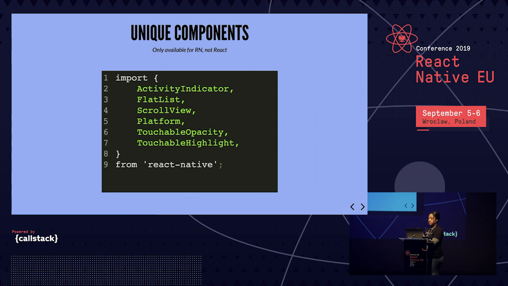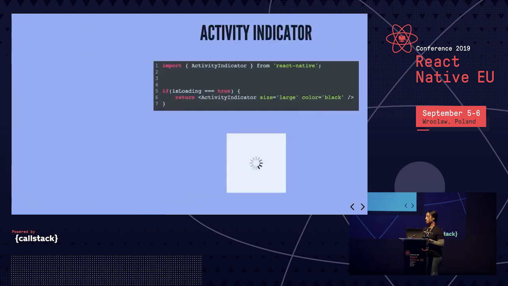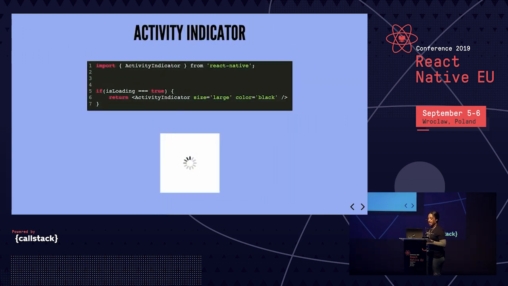One of the bigger differences are the unique components that come with React Native that aren't available in React. So let's take a look at some of the ones you'd probably use the most. First, we have the ActivityIndicator, which is pretty much a loading indicator, and it comes in handy when you need to manage loading states for data fetching or expensive processes.